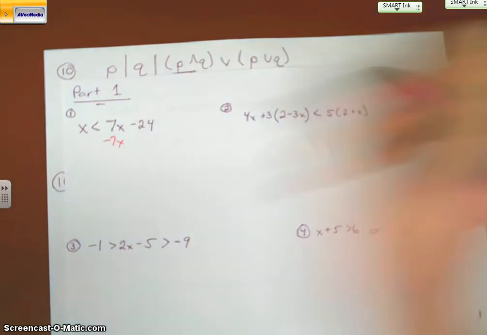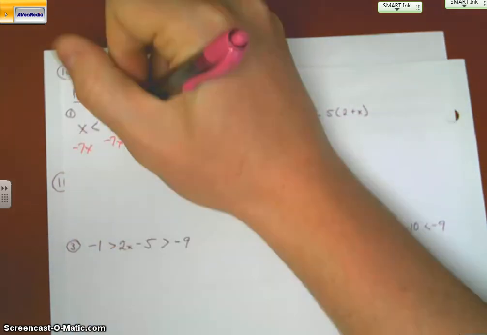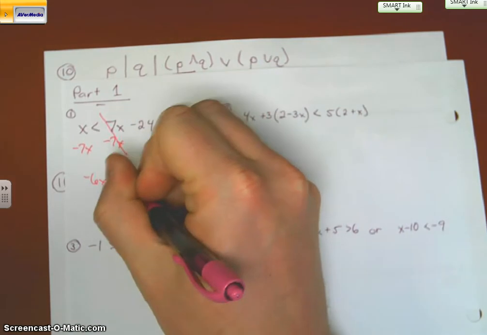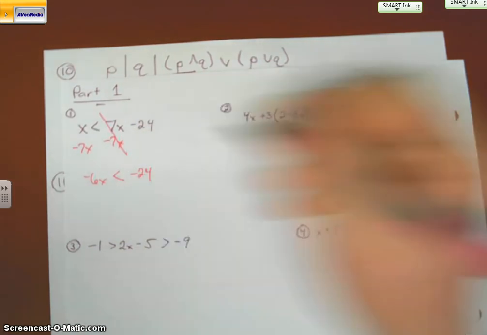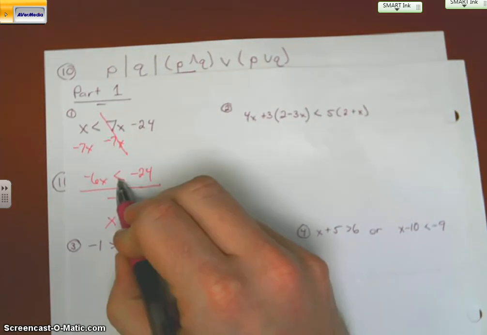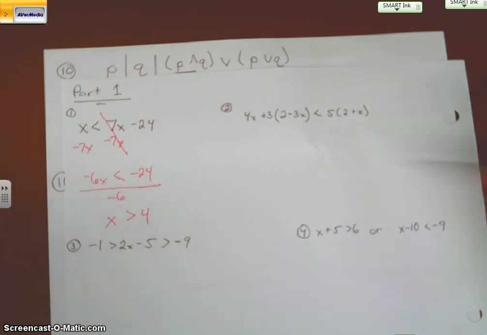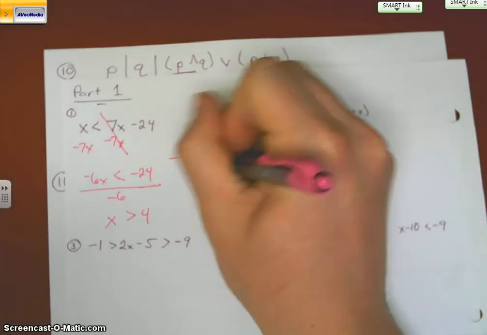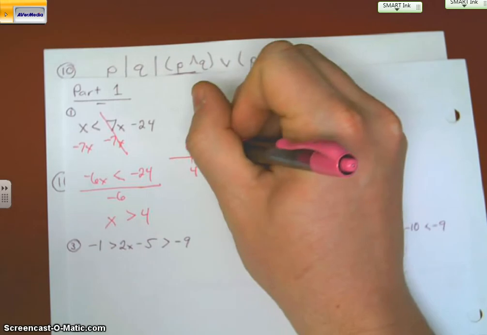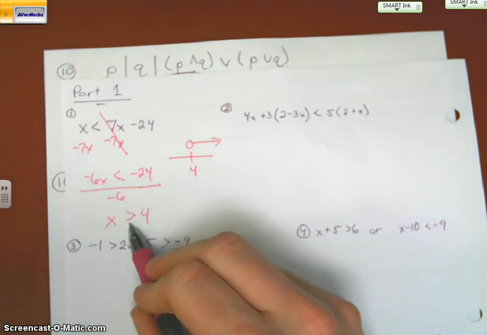So we're going to subtract 7x on both sides, and we're going to end up with negative 6x is less than negative 24. Notice we're going to have to divide by a negative here. So since we divided by a negative 6, we need to flip the inequality. Graph that on the number line. Open circle to the right.